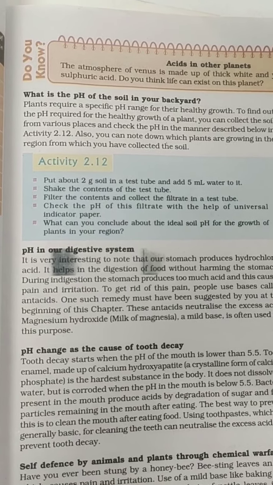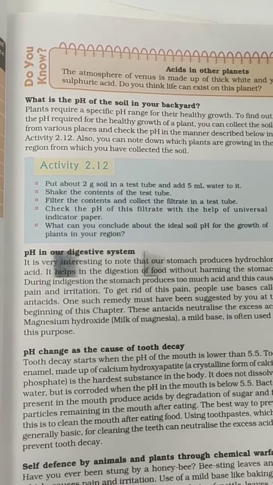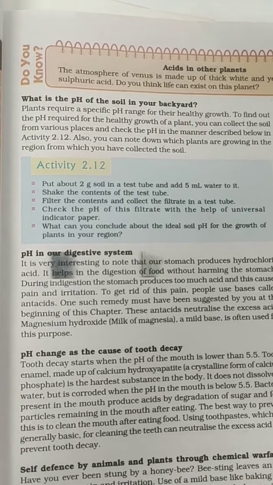So the addition of base will help in decreasing the acidic property of the soil, and which will help in maintaining the pH balance, the pH value of the soil. Next, pH in our digestive system.